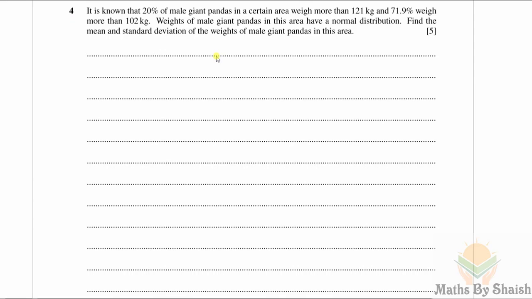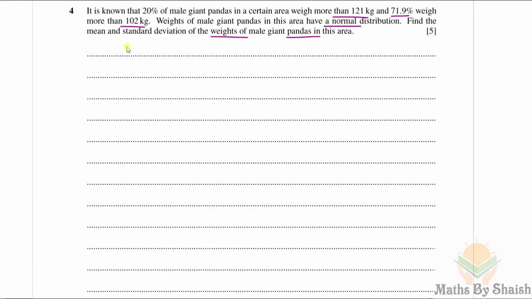Fourth question is, it is known that 20% of the male giant pandas in a certain area weigh more than 121 kg and 71.9% weigh more than 102 kgs. Weights of male giant pandas in this area have a normal distribution. Find the mean and standard deviation of the weights of male giant pandas in this area.